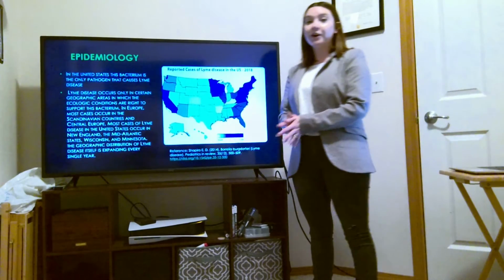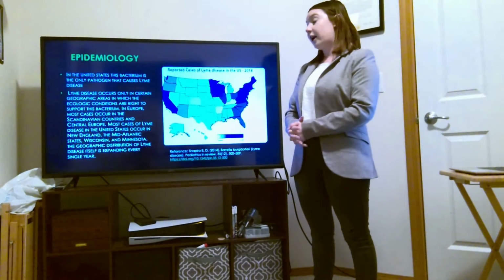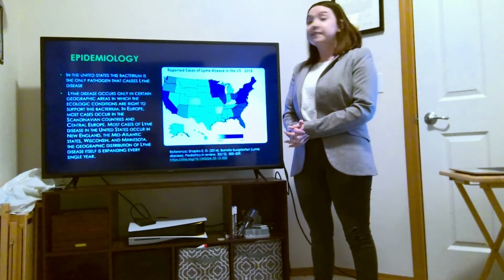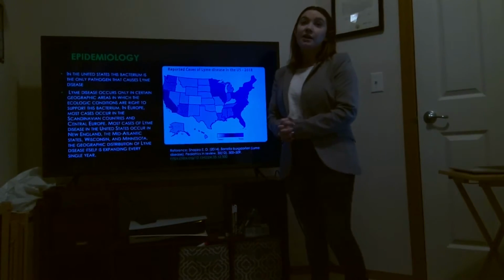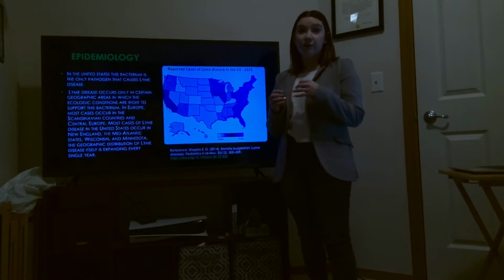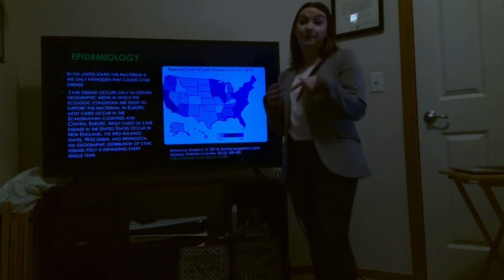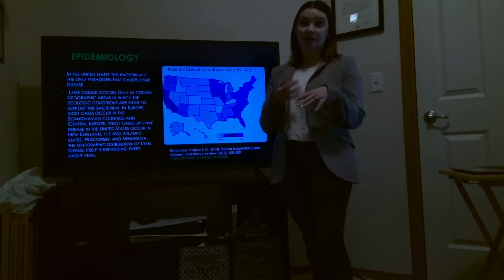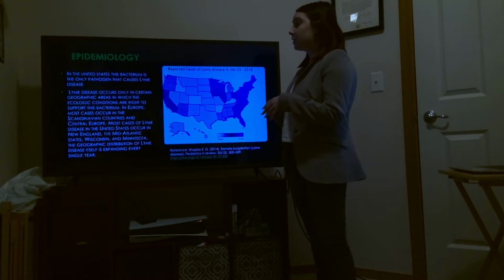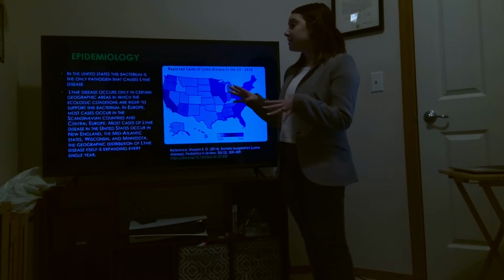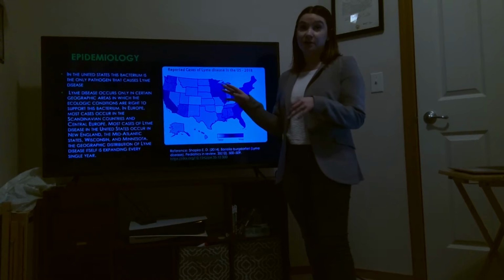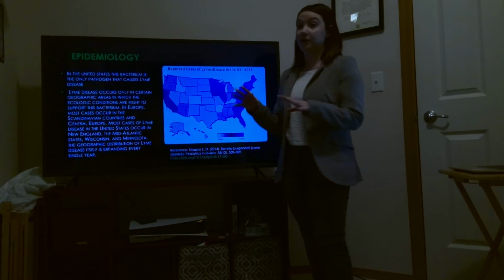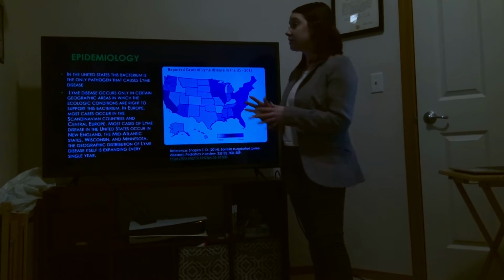Epidemiology. So where can we see this? Basically, a tick actually isn't the first place where this bacterium lives. The tick feeds off of other mammals or birds that ingest this bacterium, and this is how the tick inherits it. In the United States, this bacterium is the only pathogen that causes Lyme disease.